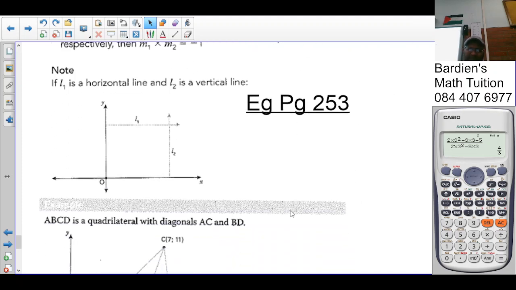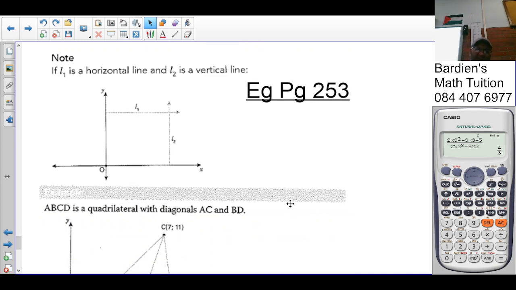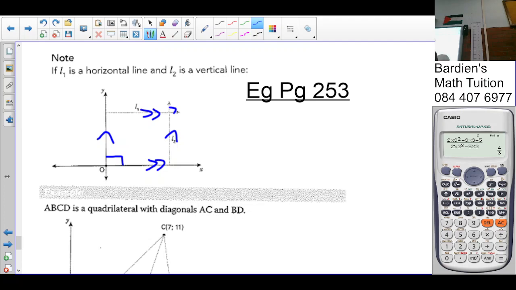Okay, note: if L1 is a horizontal line and L2 is a vertical line, then those lines are also perpendicular. Not so? Because we already know that your x-axis always stands 90 degrees to your y-axis. We know that already. The horizontal line is always parallel to your x-axis, and your vertical line is always parallel to your y-axis. So in that case, your lines will also be perpendicular.